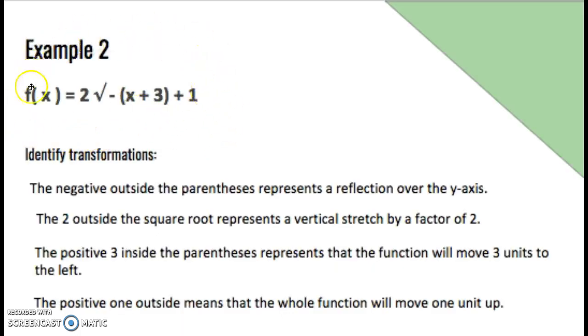This one is the given function. F of x equals 2 square root of negative x plus 3 plus 1. So what we want to do first is identify the transformations. So the negative outside the parentheses represents a reflection over the y-axis. The 2 outside the square root represents a vertical stretch by a factor of 2. Remember that since it is outside, it stays the same, it's not the opposite. The +3 inside the parentheses represents that the function will move 3 units to the left. And the +1 outside means that the whole function will move 1 unit up.